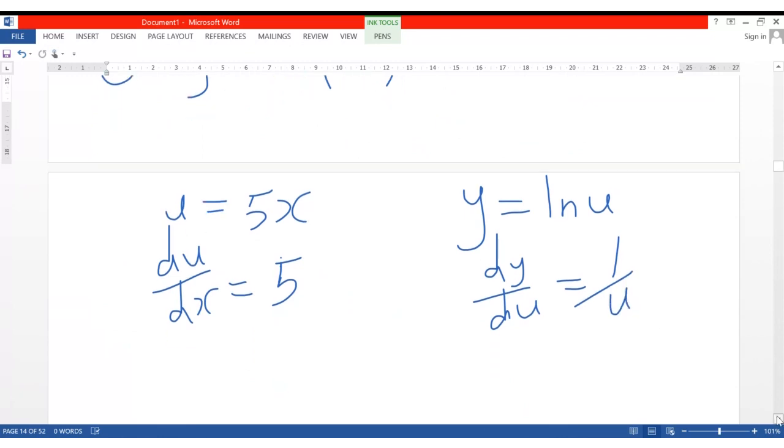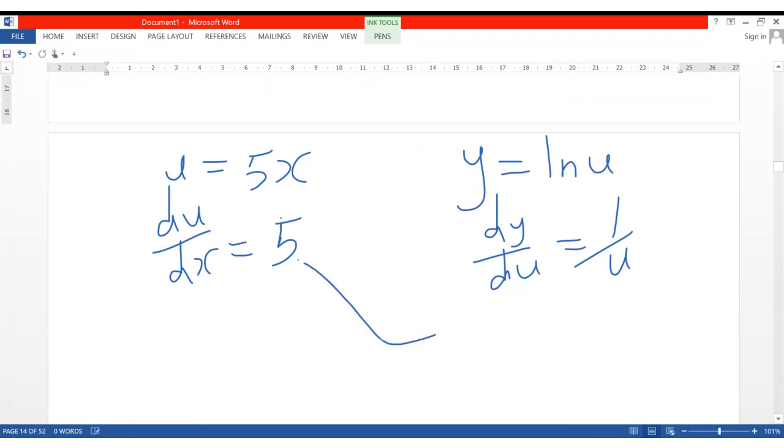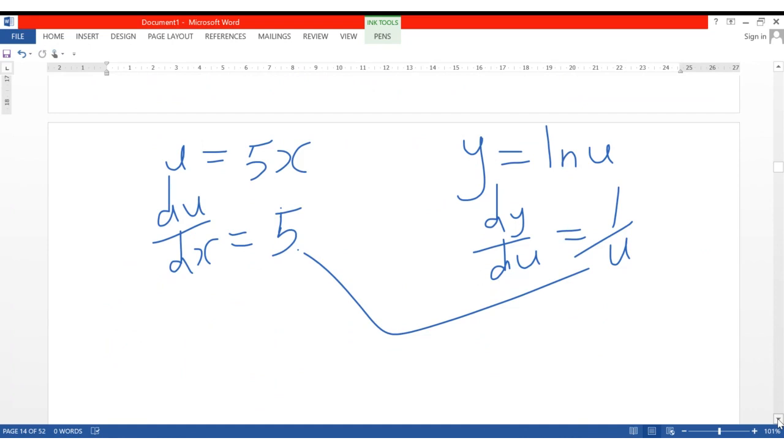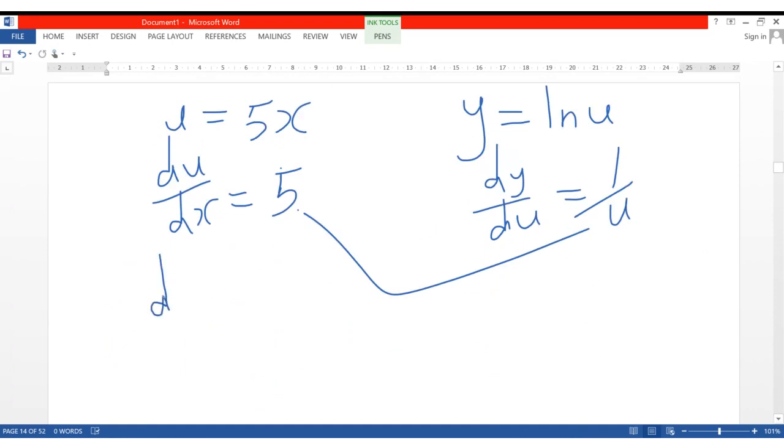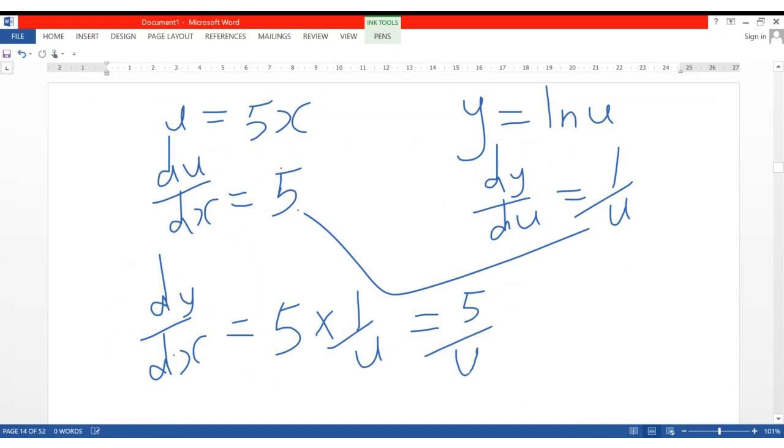So again, I'll multiply those two. When you multiply those two, what do you get? dy over dx will be given by 5 times 1 over u, which is the same as 5 over u. But u was given by 5x, so I replace back.